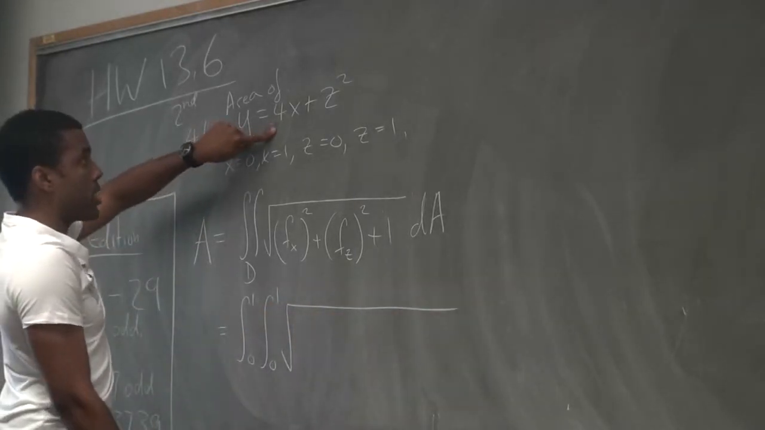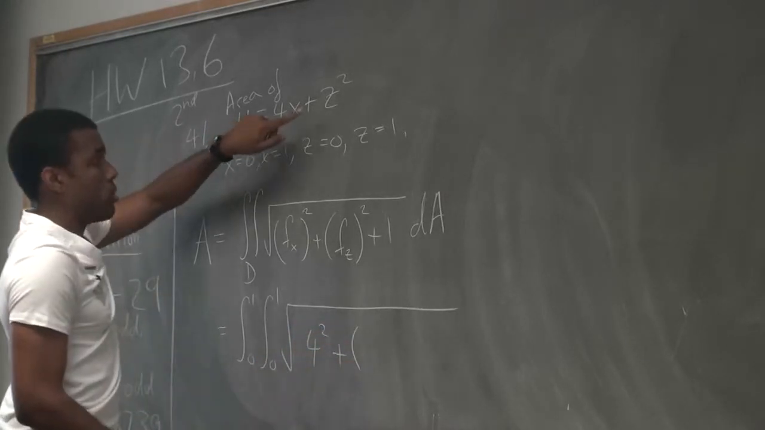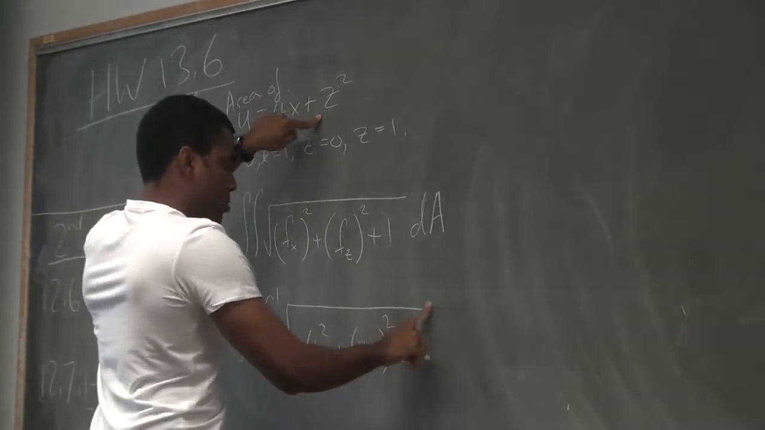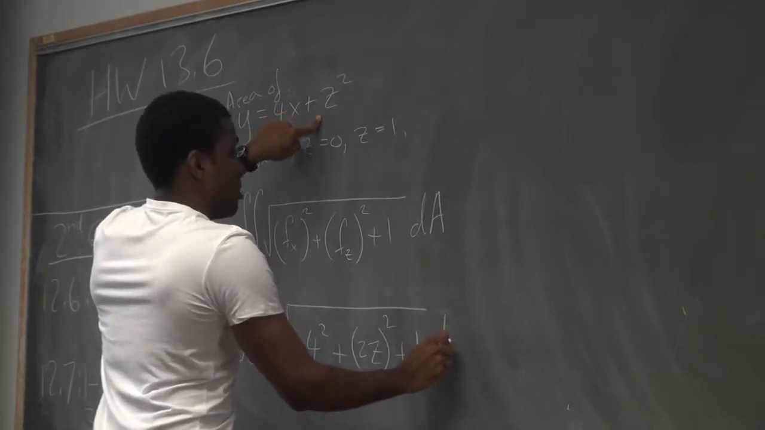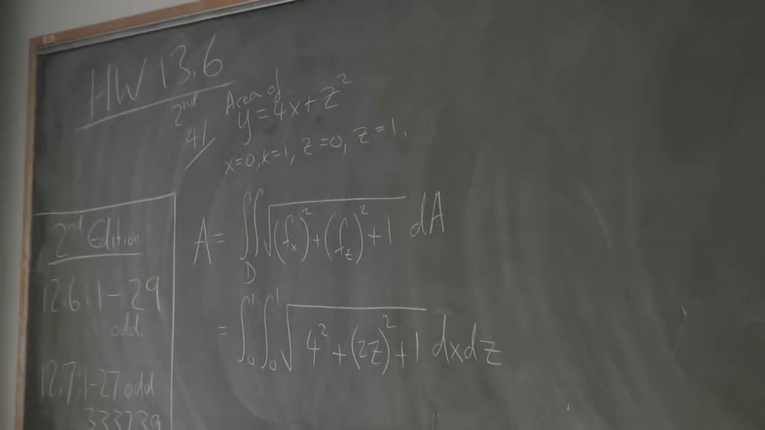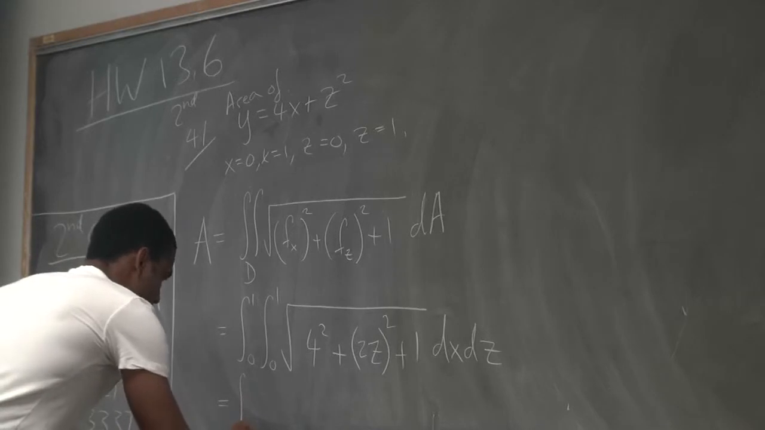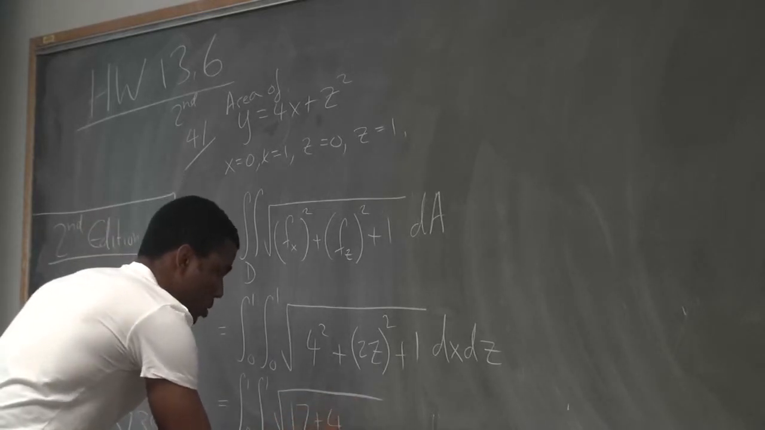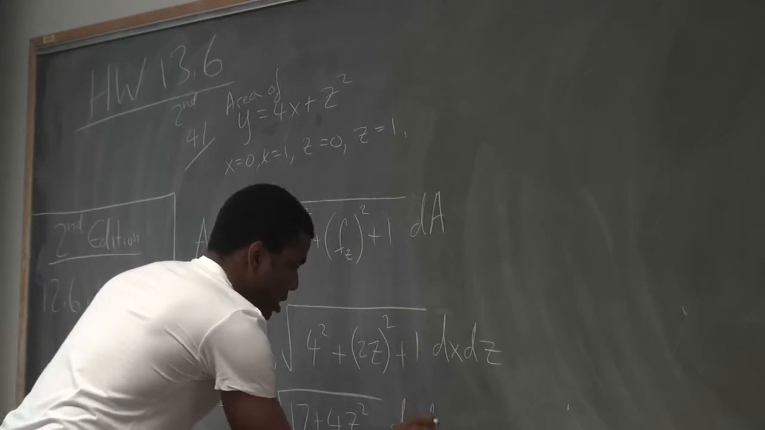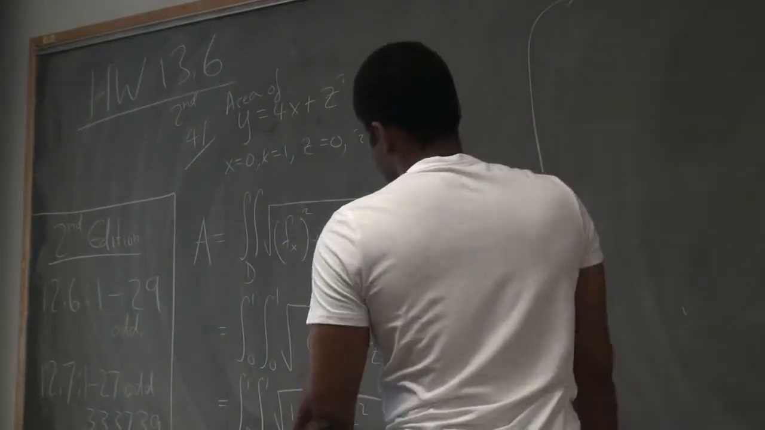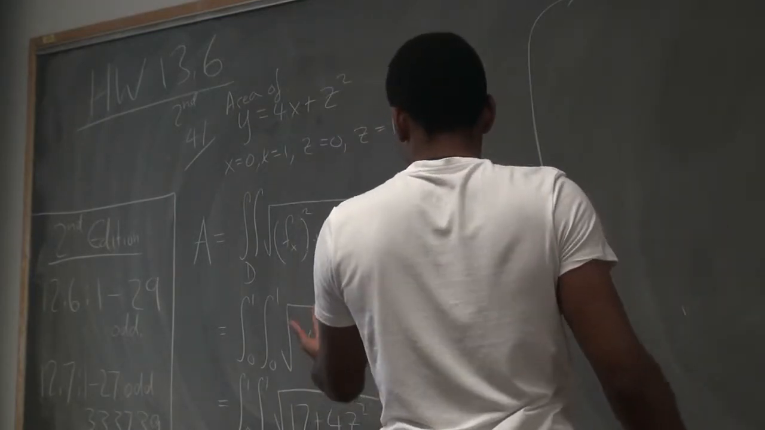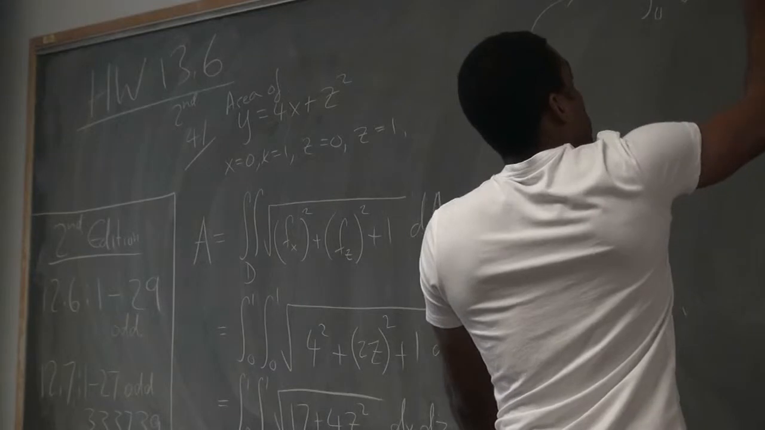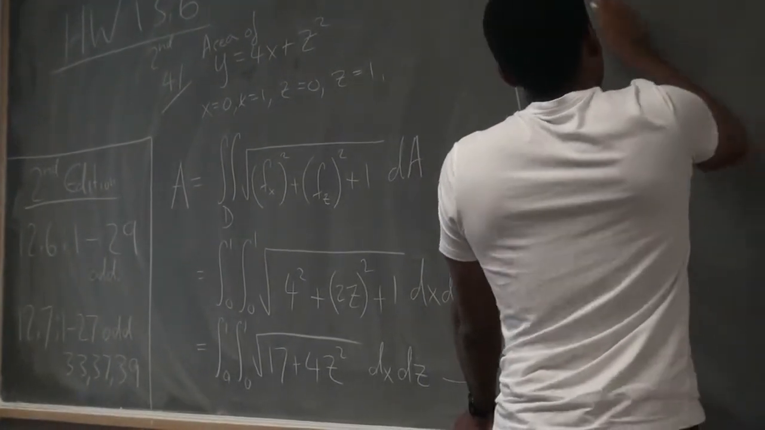You take the partial of this with respect to x, that's just 4. Partial of that with respect to z, that's just 2z. So the integrand is the square root of 17 plus 4z squared, dx dz or dz dx, I don't think it matters much. This is the integral from 0 to 1, 0 to 1, of the square root of 17 plus 4z squared dx dz. When you integrate with respect to x, there's no x, so it's just itself. So 0 to 1 of the square root of 17 plus 4z squared dz. And what's that?